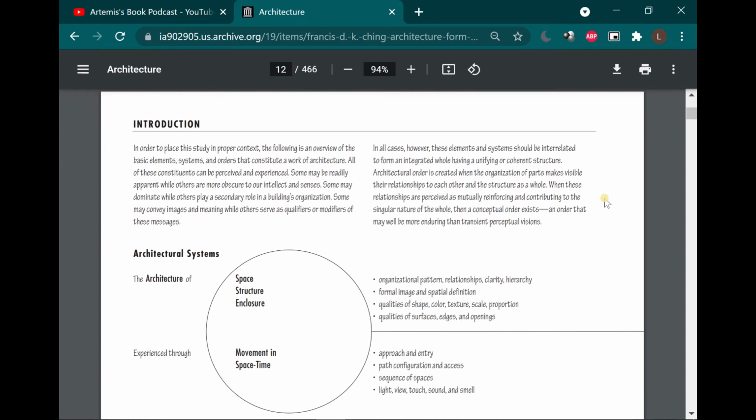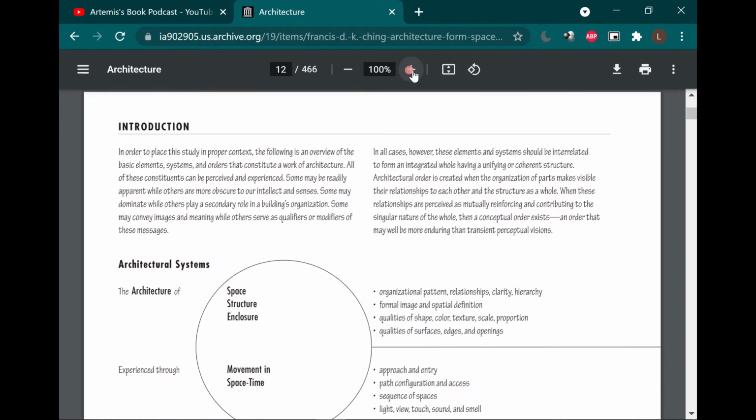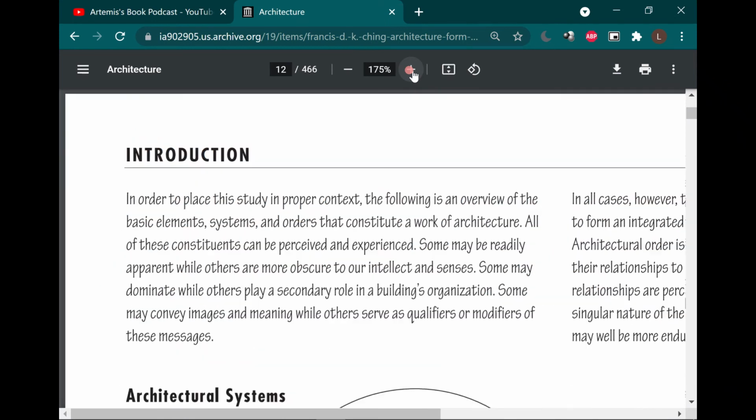Okay, so it says, in order to place this study in proper context, the following is an overview of the basic elements, systems, and orders that constitute a work of architecture. So what's the difference between elements, systems, and orders?